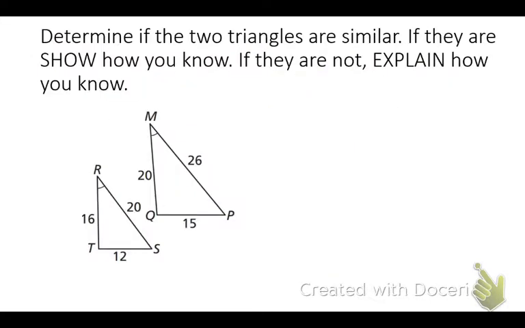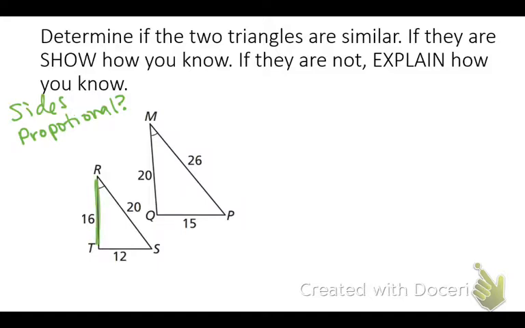Determine if the two triangles are similar. If they are, state how you know. If they are not, explain how you know. So either way, we're telling why we know what we know. So basically, if these are similar, what do we know about the side lengths? The sides are proportional. That's what we're looking for. Okay? Sides being proportional.